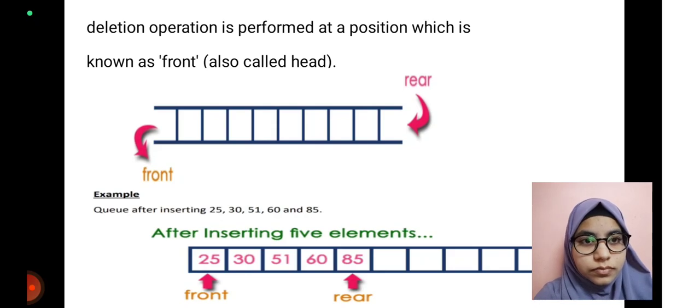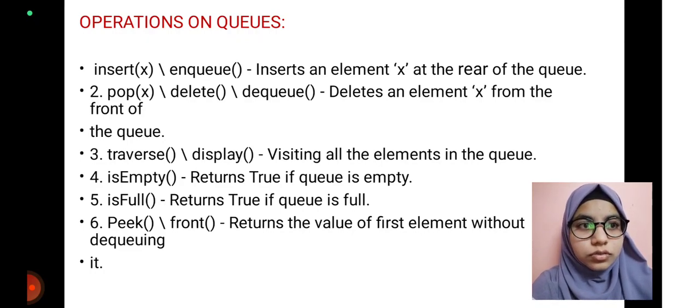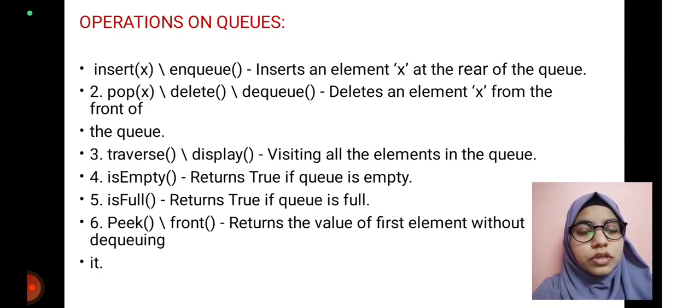Next, operations on queues. We have 6 operations on queues. Insert, also enqueue. It helps to insert an element X at the rear of the queue. Second, pop or delete or dequeue, which helps delete an element X from the front of the queue. Third, traverse or display. It visits all the elements in the queue.